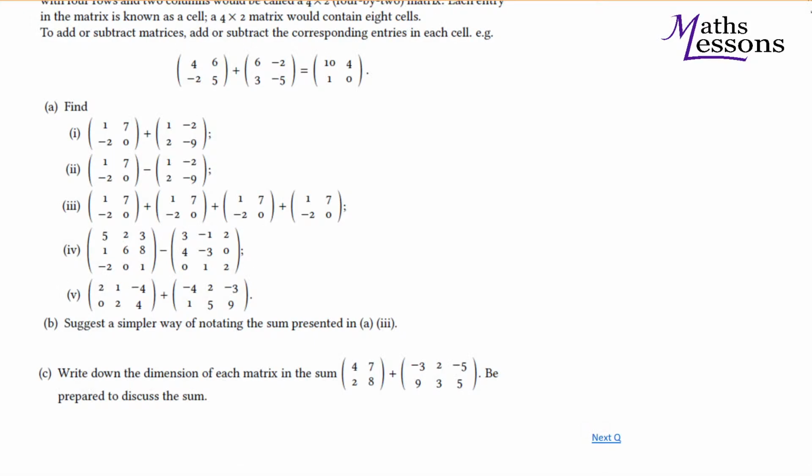Right, just have a look at question C. I'll give you 30 seconds to think about your answer to this.